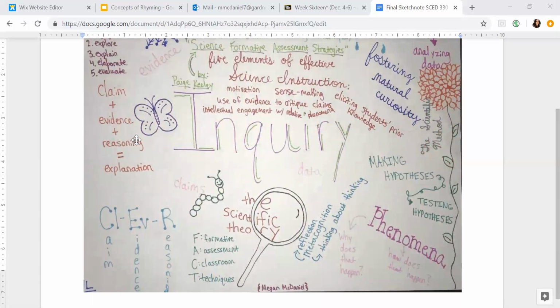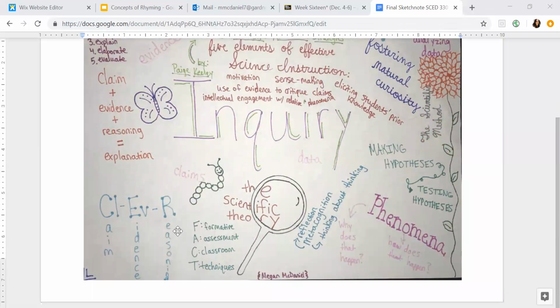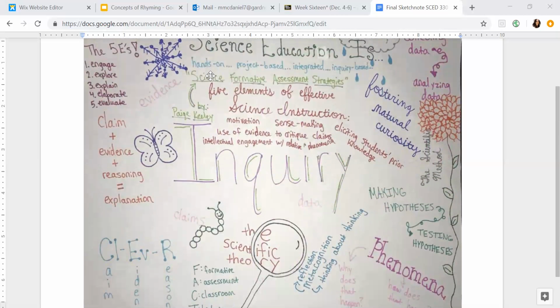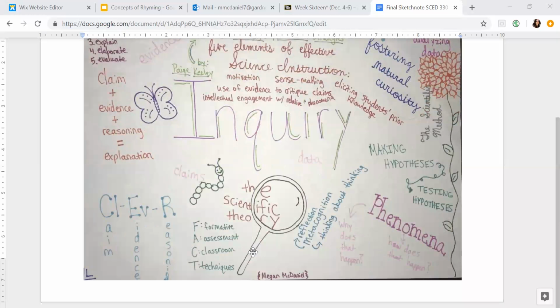And then the last class meeting that we had, we talked about FACT, formative assessment classroom techniques, but we also were able to go through science formative assessment strategies by Page Keeley, and I really thought that this was a really good resource that I can take into student teaching and into my future classroom. And in her book, Page Keeley just talks about science instruction, how you can formatively assess your students effectively in science, but you can also use those strategies in other subject areas too. So I thought that was really cool.